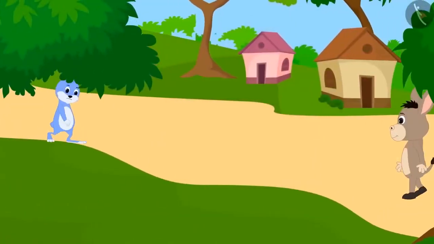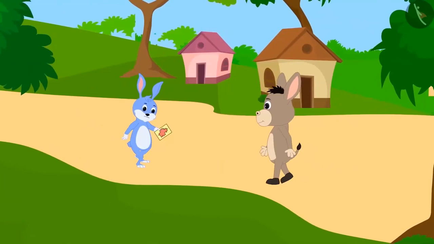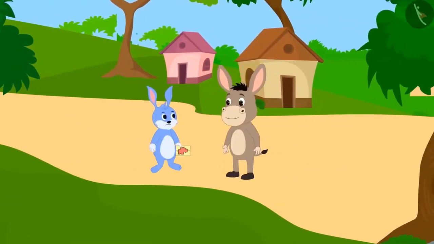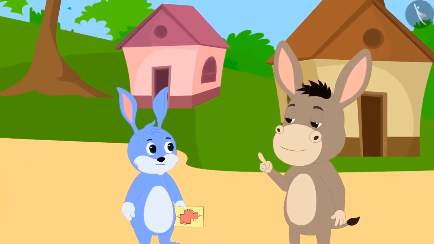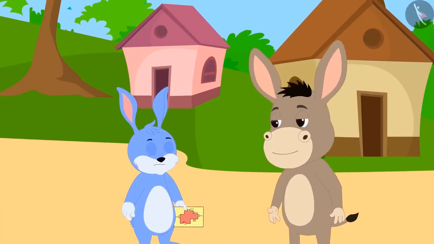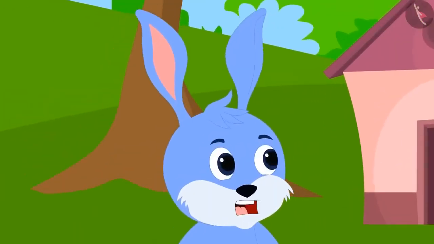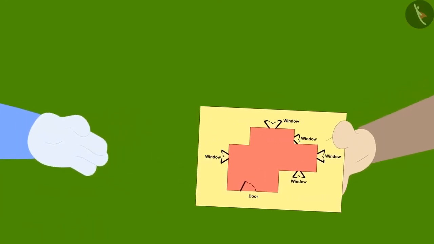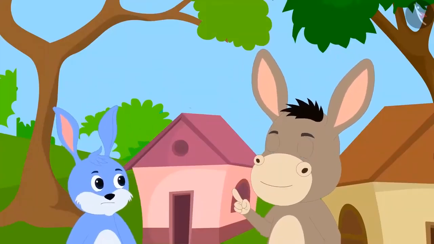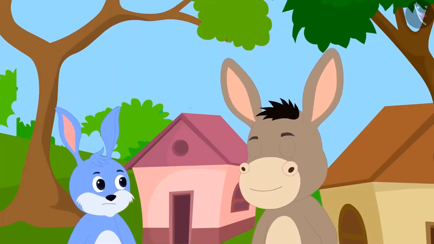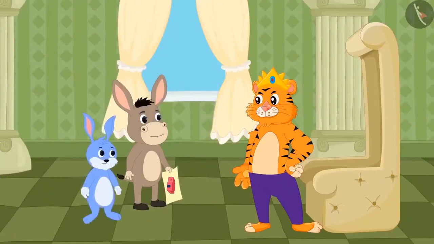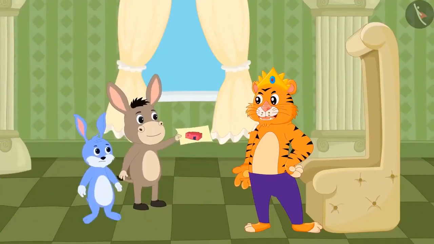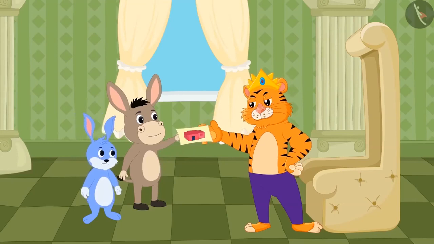Bunny was returning home with a sad face when he saw Bhola the donkey on the way. Bhola asked the reason for Bunny being depressed. Bunny told him the whole story. Bhola told Bunny that he could help him. Bunny was shocked. Bhola asked Bunny to show the map of the floor and asked him to come with him to the king's court the next day. The next day, Bhola and Bunny reached the king's court. Bhola showed the king such a picture of his room design.